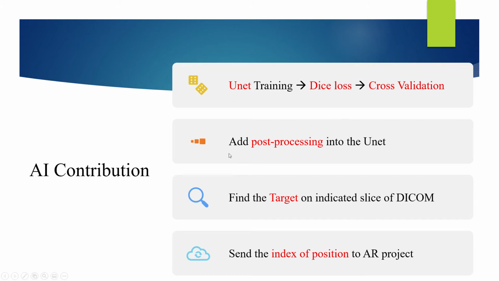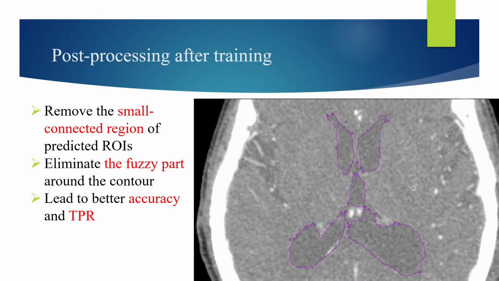After training, we add post-processing to the UNet to increase the accuracy and the true positive rate. After that, we find the target on the indicated slice of DICOM. Then we send the index of the position to the AR project, so that the AR project can visualize all the functions for the surgeons and assist them to conduct the EVD surgery.